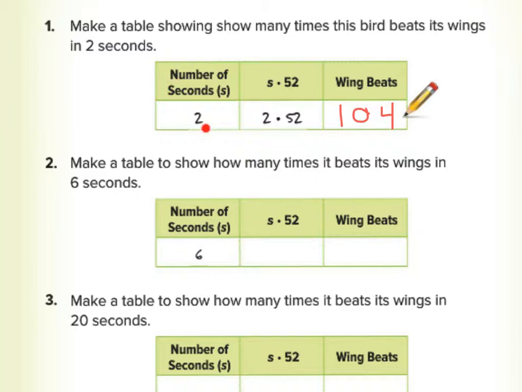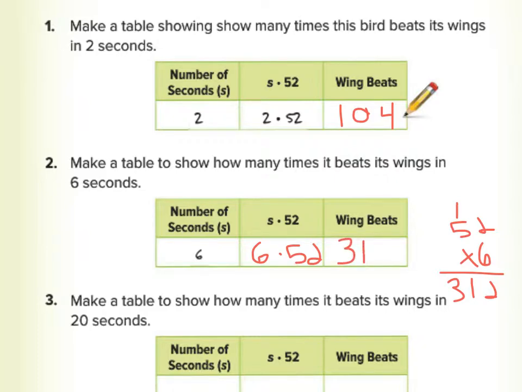And this is the essential skill for this lesson. We have to create these tables. Make a table to show how many times it beats its wings in 6 seconds. So we have the number of seconds here, which is 6. We have to replace the variable seconds with 6, and we multiply it by 52. So we do the quick math on the side. 6 times 52. 6 times 2 is 12. Carry the 1. 6 times 5 is 30. Plus 1 is 31. So we get 312 beats in 6 seconds.